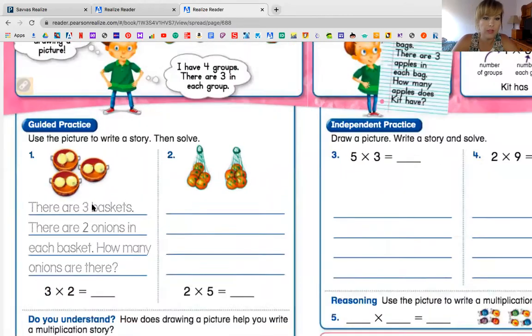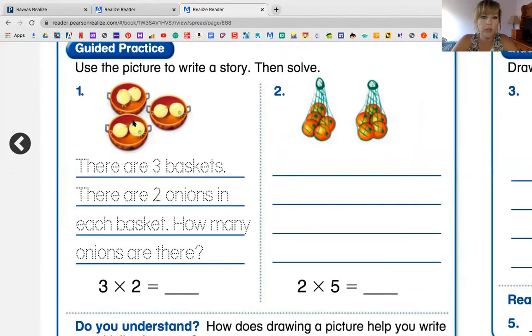So if I zoom in right here, it looks like we have bowls with onions. Okay, yeah, right there. Baskets of onions, okay? So I see 1, 2, 3 baskets. I see 3 groups, okay? What's holding it is my group. So I see 3 groups of 2 onions. This group has 2 onions, this group has 2 onions, and this one has 2 onions.